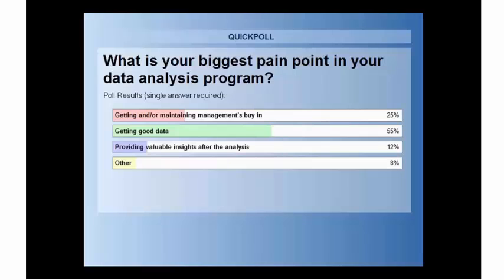So Robert, you should be able to see the results there. And it looks like getting good data is the biggest issue. Okay. Yeah, I find that that often is a big problem, and we'll touch on that today. So I'm glad that that was one of the biggest concerns for people.